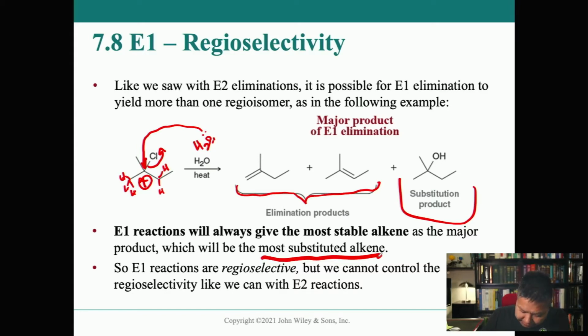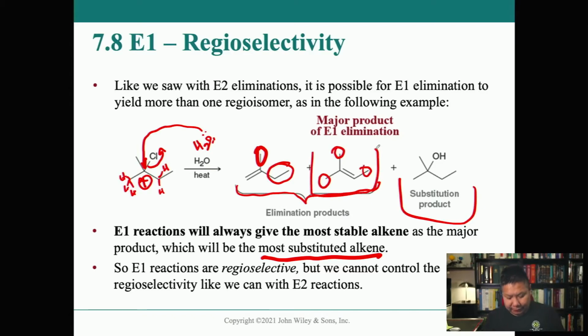This one right here is only substituted on two sides, right? But this one here is substituted on three sides. Okay? So this one is the major. This one is the major product, the major elimination product. Okay. So E1 reactions are regioselective, but we cannot control the regioselectivity like we can with E2 reactions.